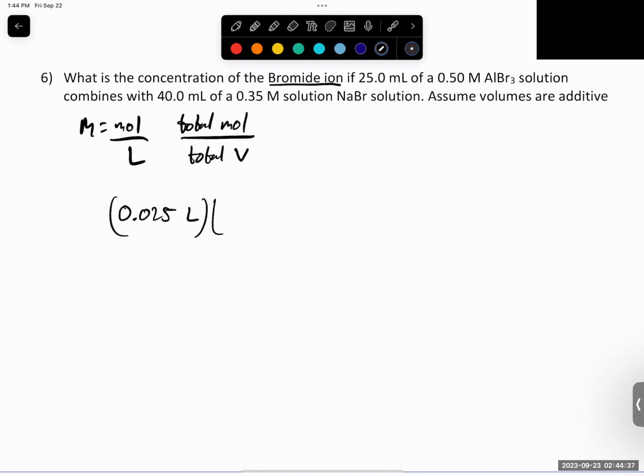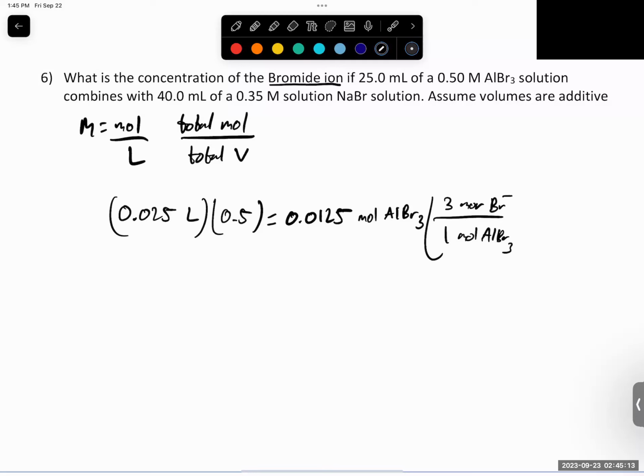Multiplied by 0. Yep, that's exactly correct. So 0.025 times 0.5. So what's my moles gonna be equal to? 0.0125. Yeah, that's right. 0.0125 moles. Is this the amount of moles we want though? No, what do we want instead? 3. So yeah, we're gonna multiply it by 3 because we know that for every 1 mole of AlBr3, there's 3 moles of Br minus.